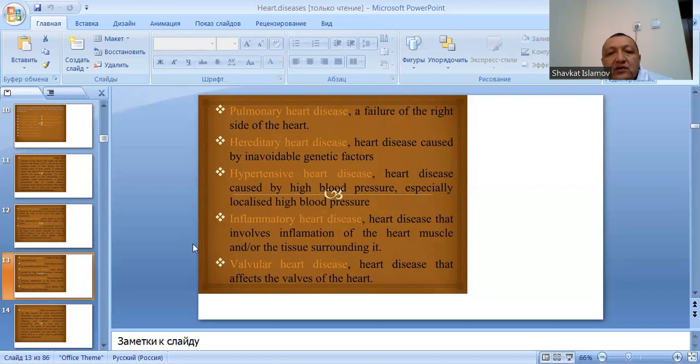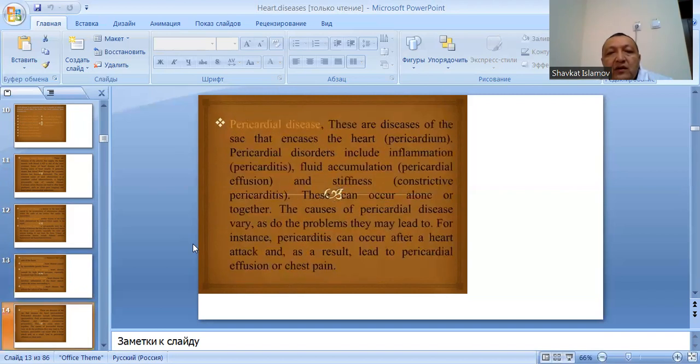Valvular heart disease affects the valves of the heart. Pericardial disease. This is a disease of the sac that encases the heart. Pericardial disorders include inflammation, fluid accumulation, and stiffness. This can occur alone or because of other causes. The causes of pericardial disease vary, as do the problems they may lead to. For instance, pericarditis can occur after a heart attack and as a result lead to pericardial effusion or chest pain.